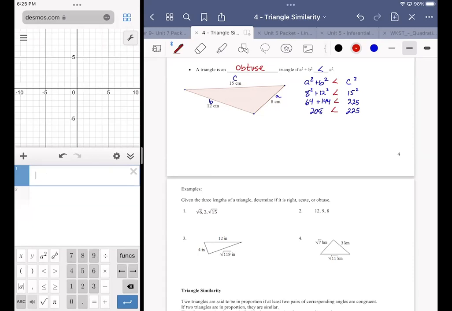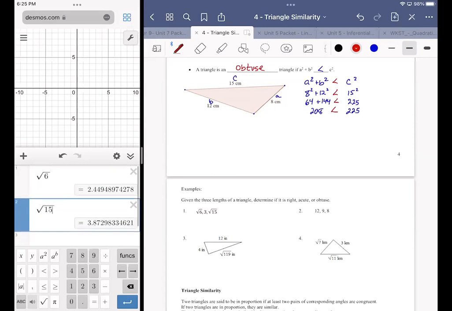it is important that you're able to identify which side is the largest. Like the three lengths of a triangle: we have radical 6, 3, and radical 15. If I'm not sure, I would just pop them in. I mean, 3 is 3, we don't have to worry about that. But pop them in and see which one is the longest.